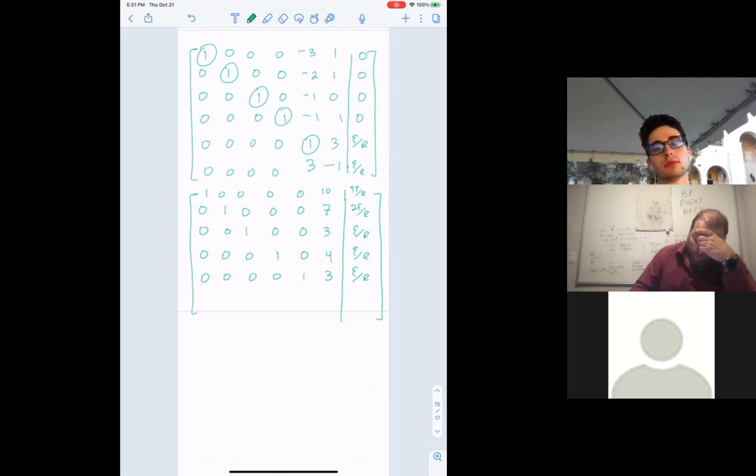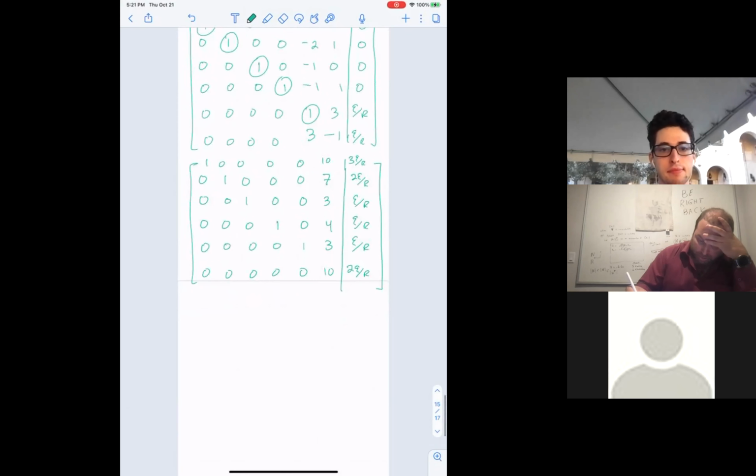And finally, multiply it by 3 and subtract the bottom row. 0, 0, wait, 0, 9. Isn't it 3? 3 times, oh yeah, 3, thank you. And then so now we're subtracting 3 minus 3, 9 minus -1, and we get 2E over R. So then I'm going to divide the last row by 10. So 2 over 10, I get a 5 in the bottom, 5R. Like that, right? Okay.